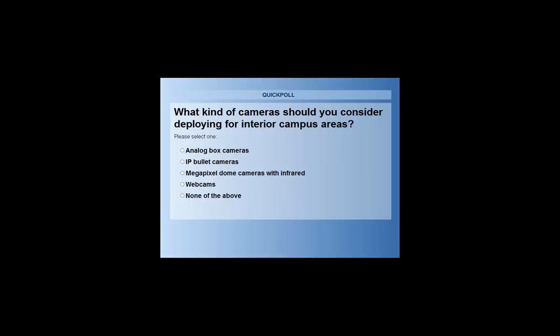And just make your selection online there out of the provided choices. So, what kind of cameras should you consider deploying for interior campus areas? Would it be an analog box, an IP bullet, a megapixel dome, maybe with infrared, webcams, or none of the above? And we'll give you a few moments to make your selection.